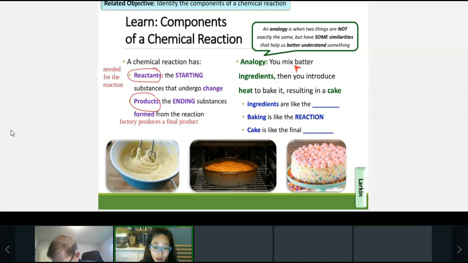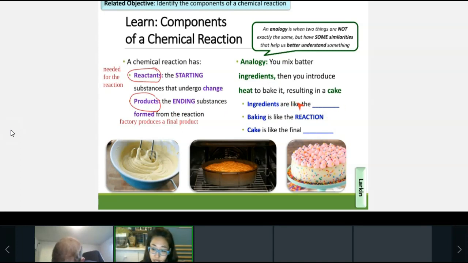So in our analogy, we mixed batter ingredients, then we introduced heat from an oven to bake it, and this resulted in a cake. So tell me in the chat, ingredients, are those more like the reactants, what we start with, or the products, what we end with? All right, first think to yourself, the ingredients, is that what I start with, or is that what I end with? If it's what you start with, that should be the reactants. If it's what you end with, that should be the products. Go ahead and tell me in the chat.